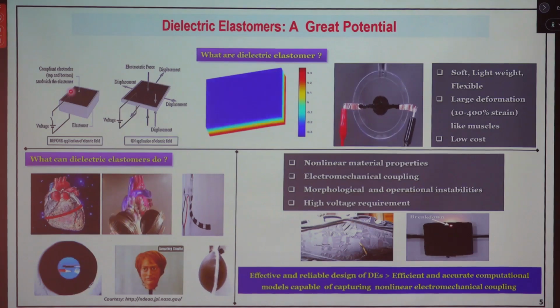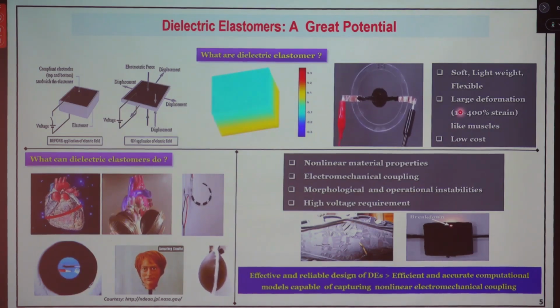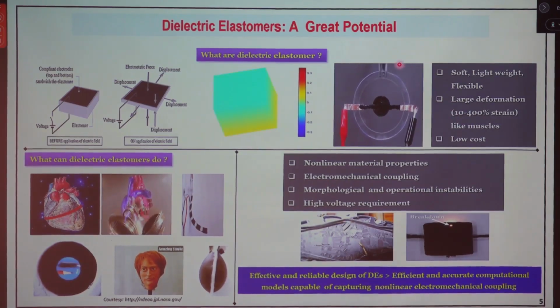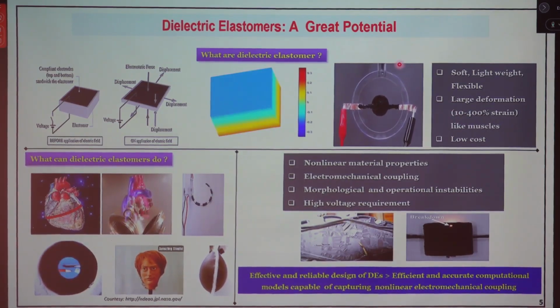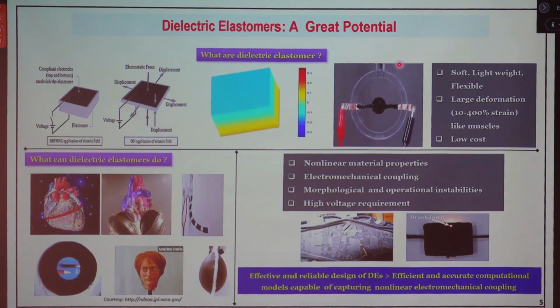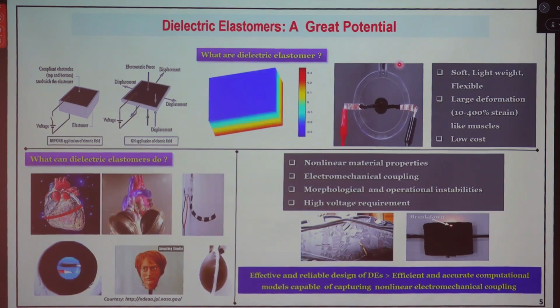Now this deformation that I am talking about, the compression in the thickness direction, it can reach beyond 400%, meaning it can easily be deformed to four times the required dimension from the initial dimension.